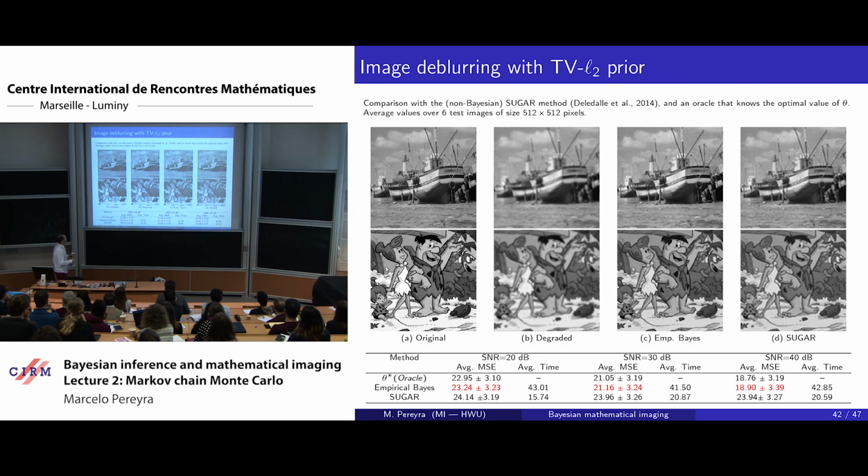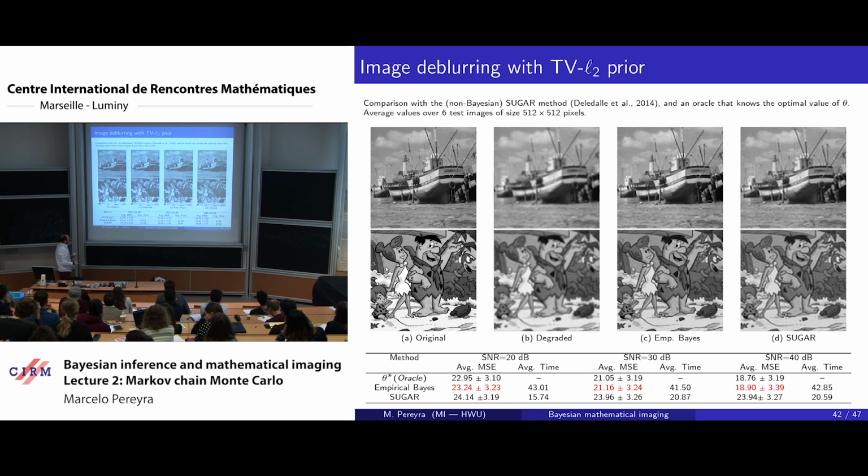And what we see is that, yeah, when there is more noise, then both methods do similarly to the oracle. Here we do a bit better because there's a lot of blur. If there was less blur, they would do better. The computing time is similar.